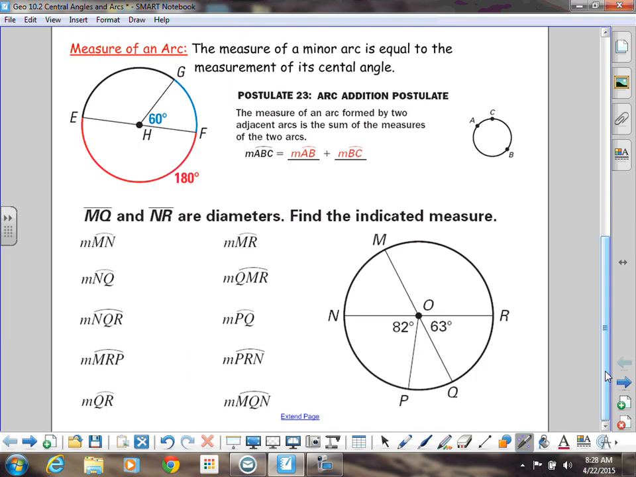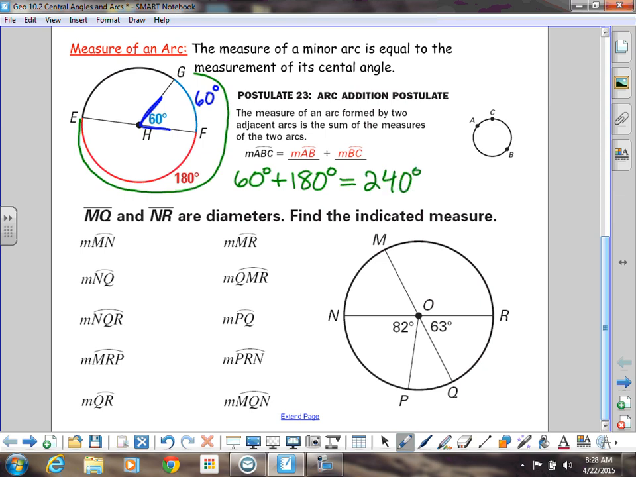So let's look some more at the measures of arcs. The measure of a minor arc is equal to the measure of its central angle. You can see that the central angle is 60 degrees, so that means this arc we call 60 degrees. If we have two of them added together, then I just add their degrees together. For example, if I wanted to go all the way from E to G, I would add up 60 degrees plus 180 degrees, and that would be 240. Just so you're aware that those do add together. Okay, so let's look at some examples here.